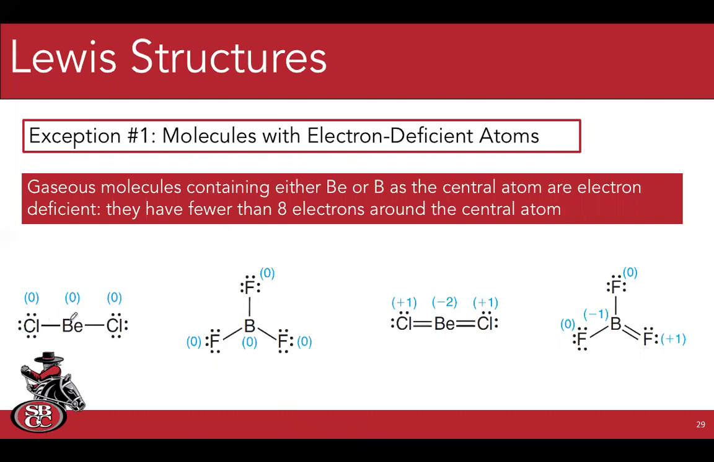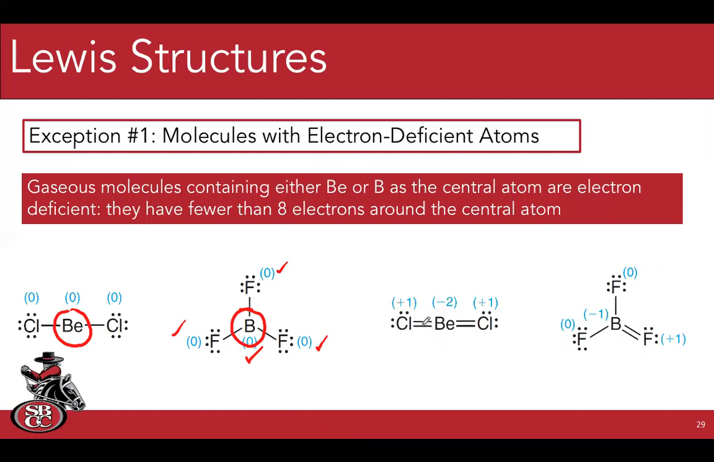But what you can see is that the octet is not filled here. There's only 4 electrons around beryllium. There's only 6 electrons around boron. But what we do see is that there is a 0, 0, 0, and 0 formal charge. We see 0 formal charges on both of these structures. If we go and try to make all of them have octets, and you can see we can do that over here.